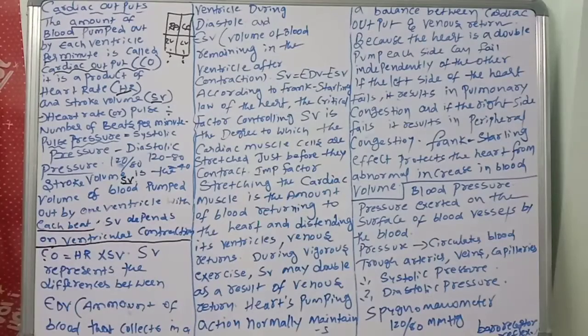Next, cardiac output is equal to HR into SV, heart rate into stroke volume. SV is the most important. Stroke volume is the volume of blood pumped out by one ventricle with each beat, and it depends on ventricular contraction. So cardiac output is equal to heart rate into SV. SV represents the difference between EDV and ESV.